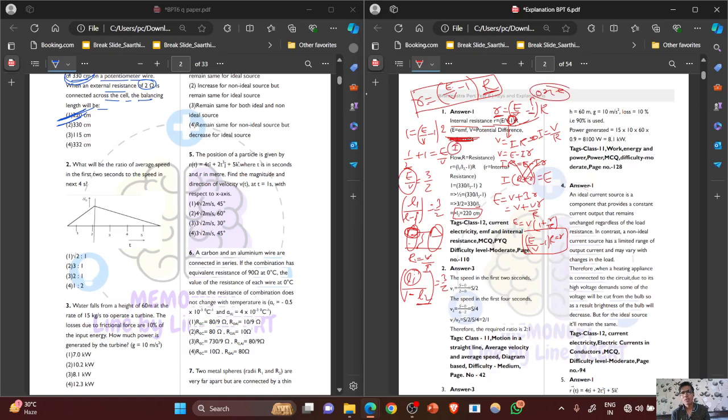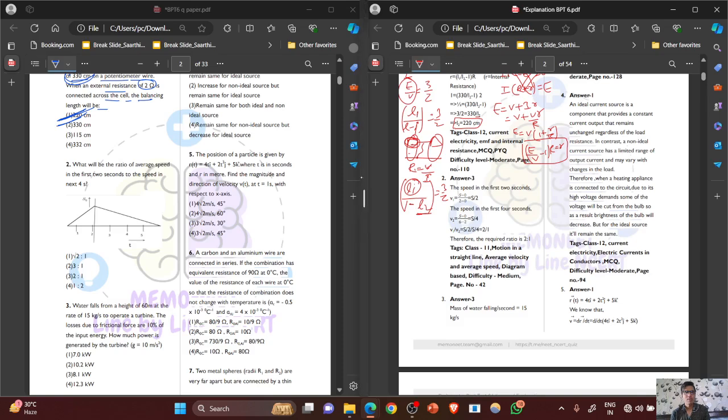Now moving to the next question. What will be the ratio of the average speed in the first 2 seconds to that of the speed in the next 4 seconds? It is asking for the average speed of 2 seconds to the average speed from 0 to 4 seconds, the ratio of this. You know, average speed is given by total distance by total time.